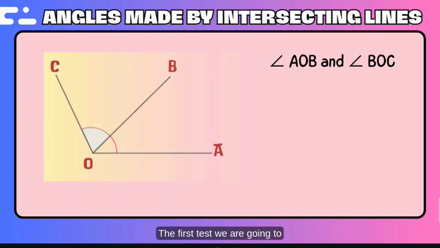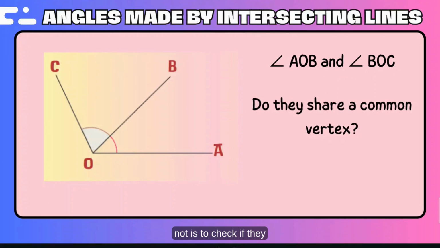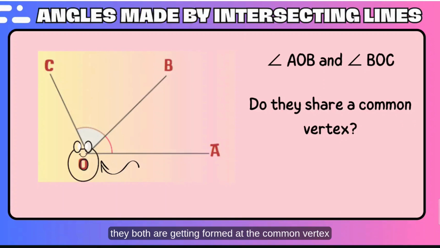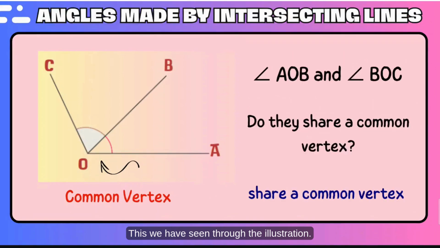The first test we are going to run while finding out if they are adjacent or not is to check if they have a common vertex. So look closely and observe the image. Are both these angles getting formed at the same vertex? Exactly, they both are getting formed at the common vertex O. This we have seen through the illustration.